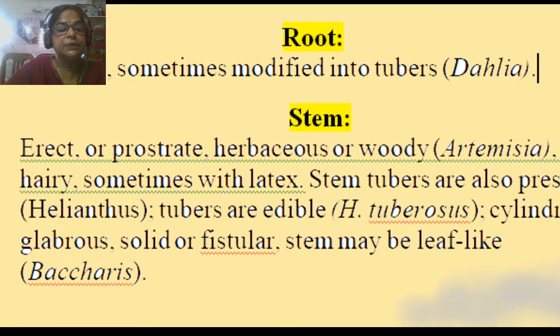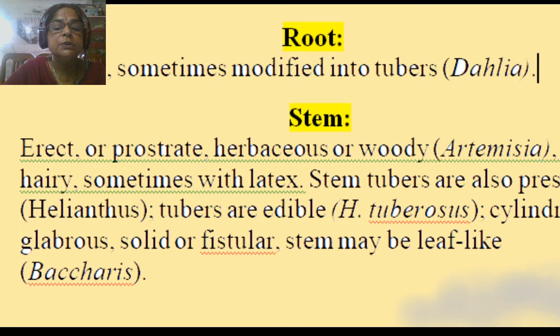Then come to the stem. The stem is both types, erect or prostrate, herbaceous or woody, means erect as well as prostrate, herbaceous or woody. In Artemisia, you will find the stem is woody. Hairy, sometimes latex is present. In some cases, you will find the latex is present.